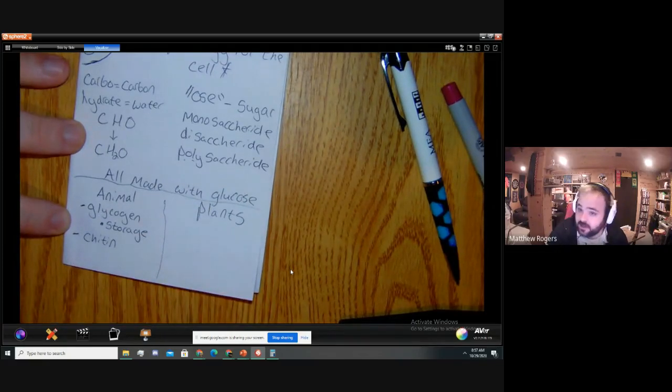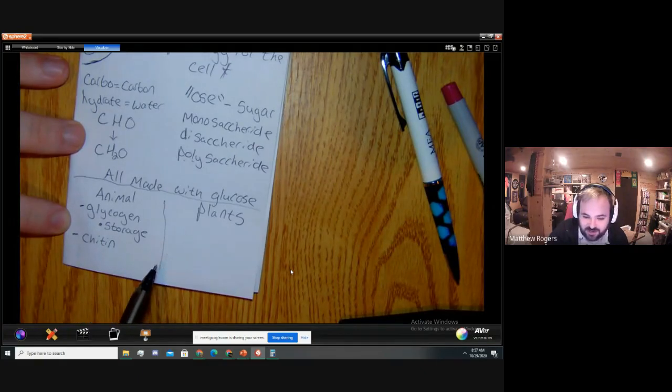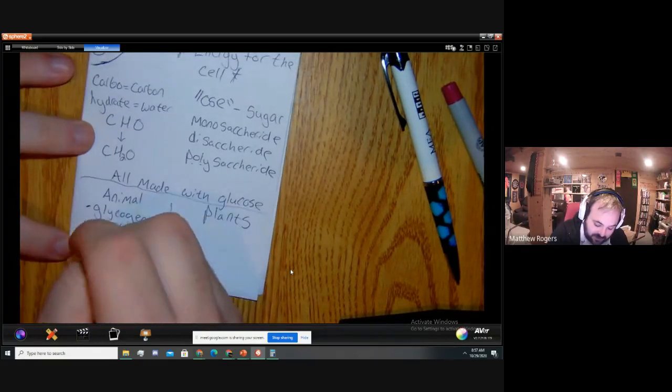Okay. And then another animal one I said was chitin. Chitin is, again, another one that doesn't have OSE. There is a scientific name for chitin with OSE at the end. It's not that important. I really don't care. But chitin is going to be used for structure.